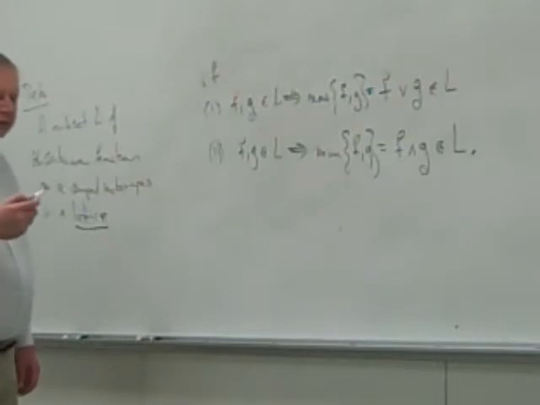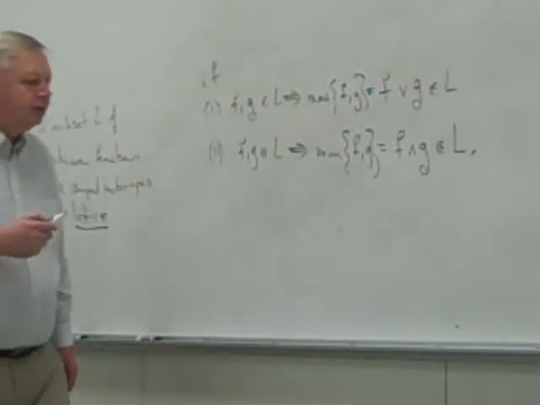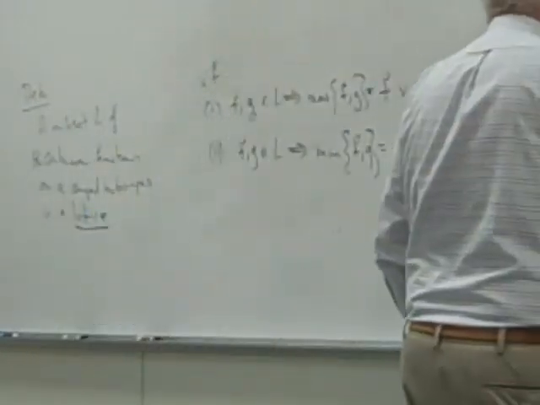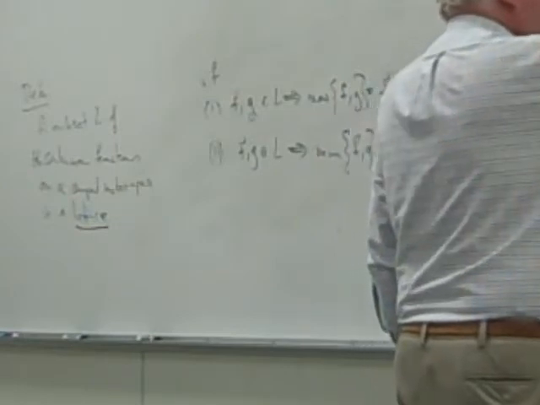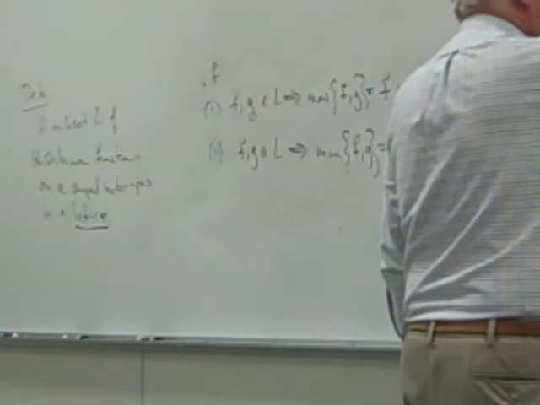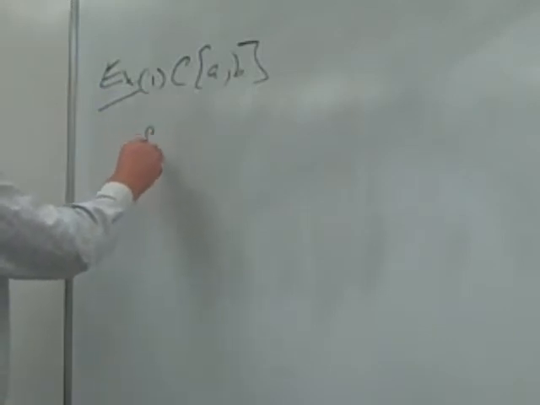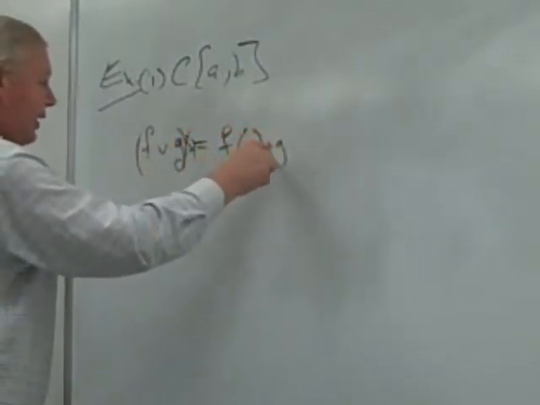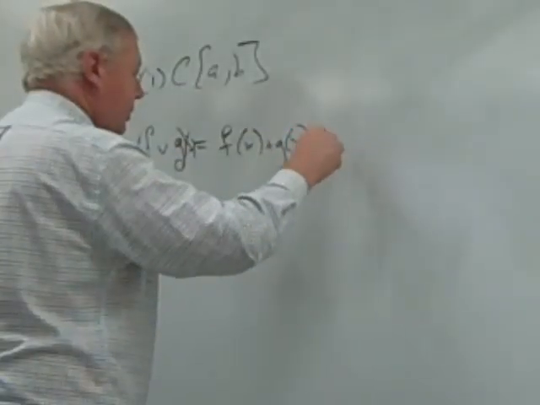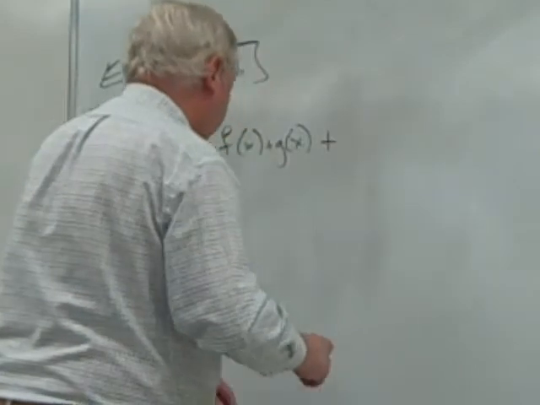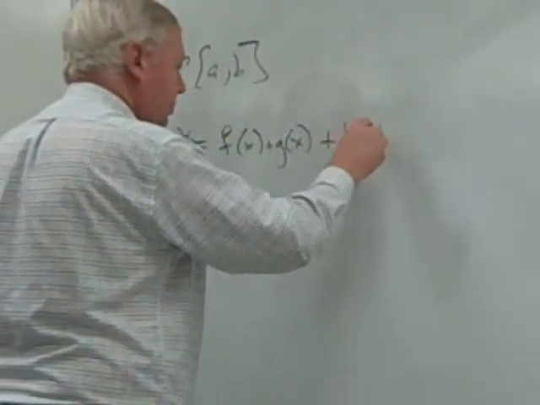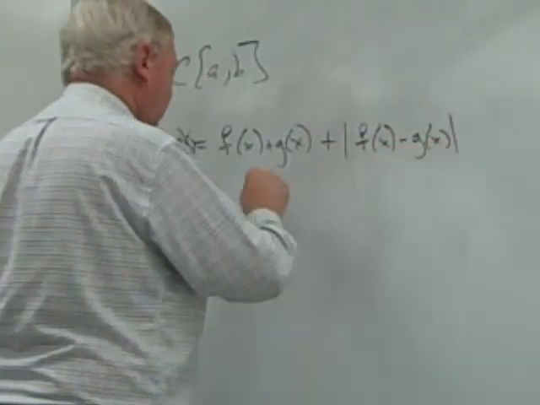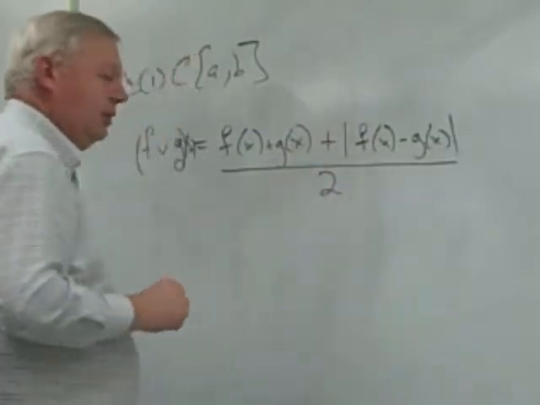So what are examples of lattices? Well, continuous functions on [a,b] certainly are, because when you take the maximum of two functions, you can write a formula for it. The max of f and g at a point x is f of x plus g of x plus the absolute value of the difference, divided by 2.